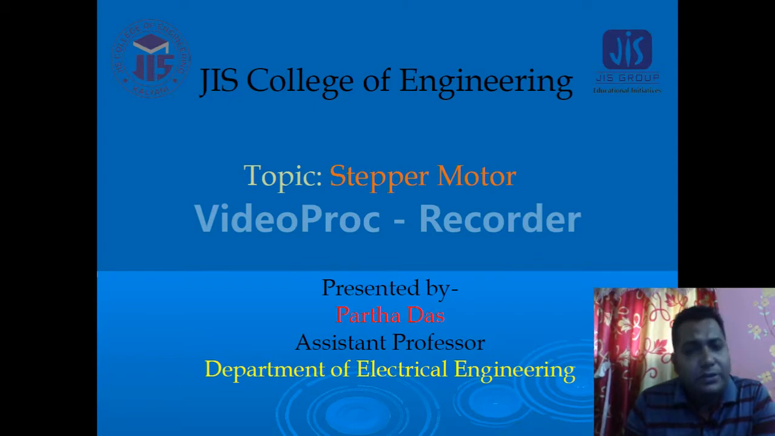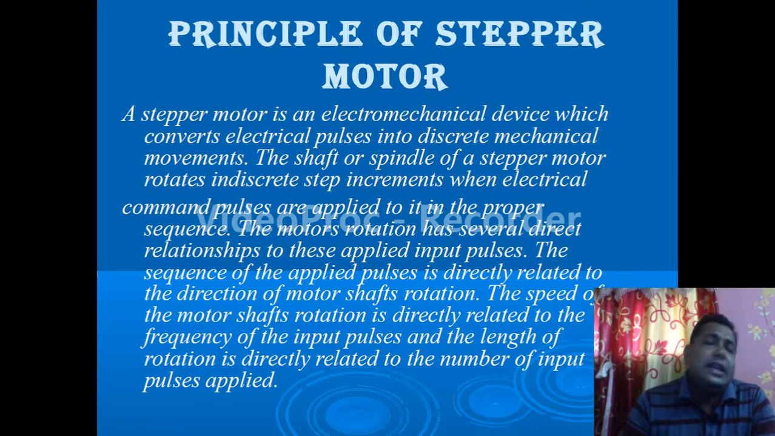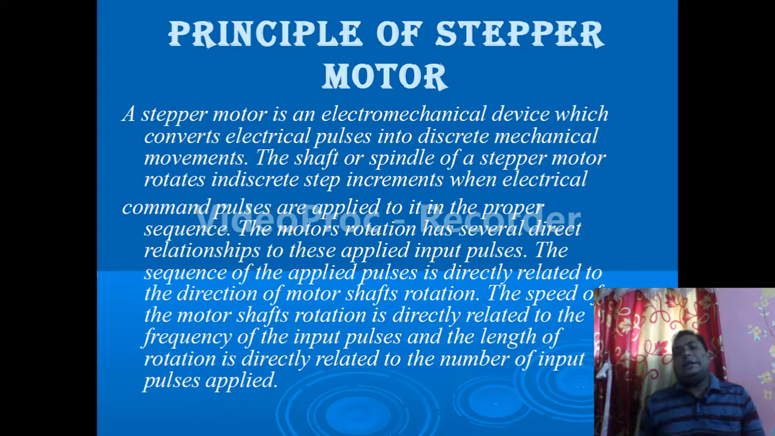Coming to the next slide: principle of stepper motor. A stepper motor is an electromechanical device which converts electrical pulses into discrete mechanical movements. The shaft or spindle of a stepper motor rotates in discrete step increments when electrical command pulses are applied to it in the proper sequence. That means what I am telling is repeating over here.